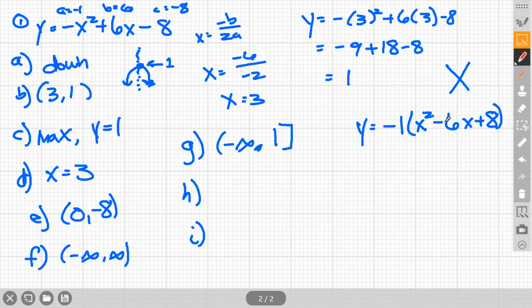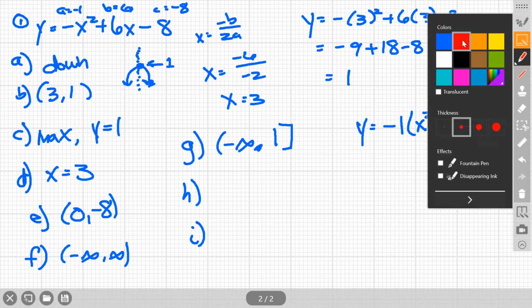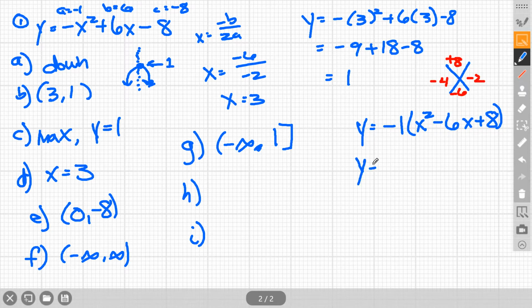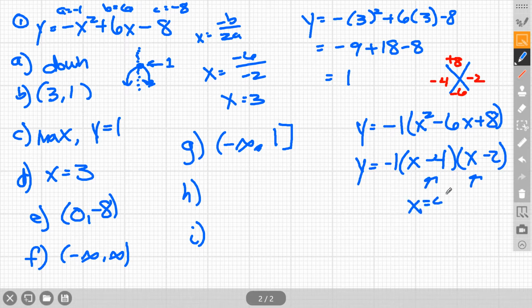Now to factor this, positive 8 up top, -6 in the bottom. The two numbers I'm looking for are -4 and -2. -4 times -2 is 8, and -4 plus -2 is -6. So this factors into -1 times (x minus 4) times (x minus 2). So my zeros, my x-intercepts, are 4 and 2: x equals 4 and x equals 2.